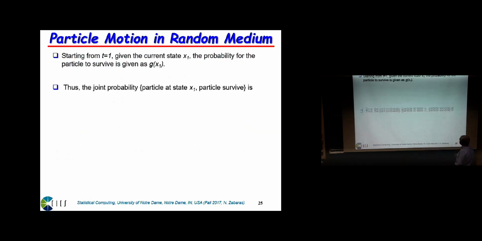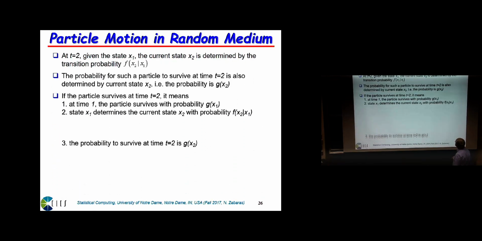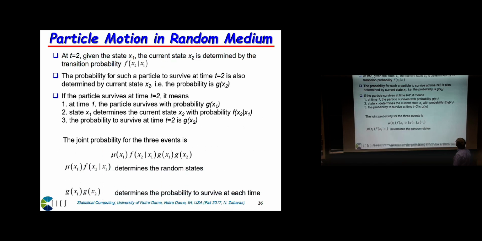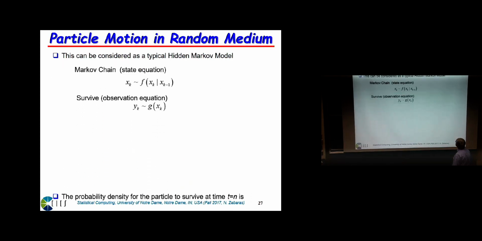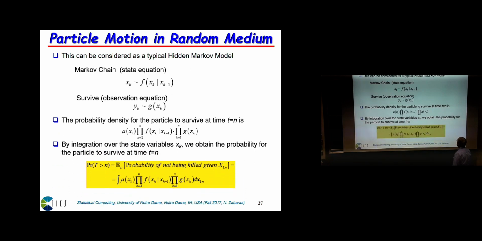So let me see, somewhere there is a result. Come on, I need the final result. Does it make sense that the probability for t to be greater than n is given by this integral?